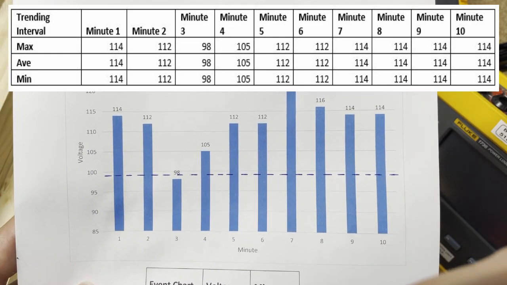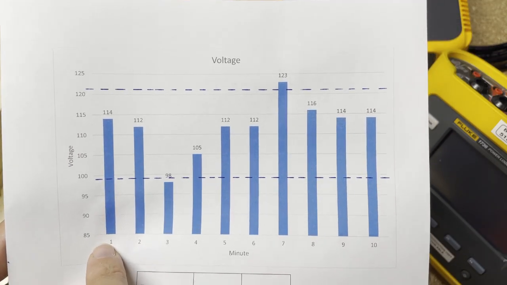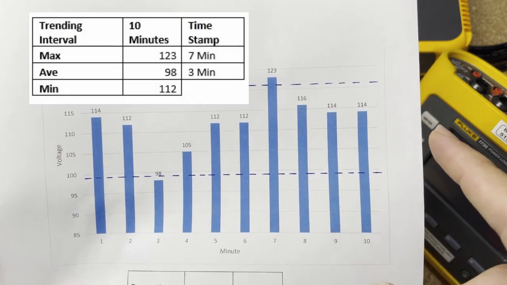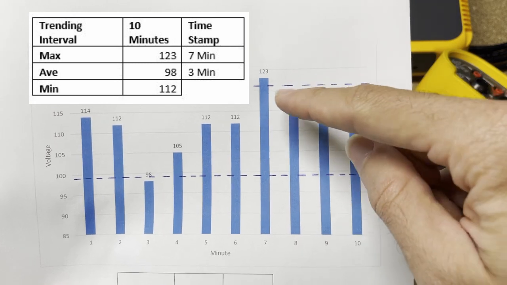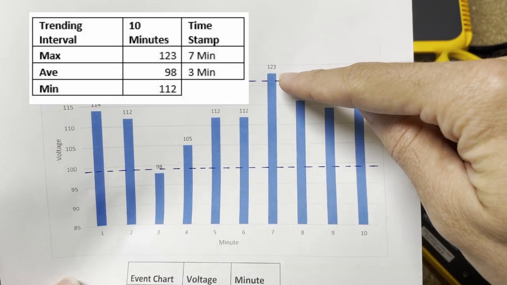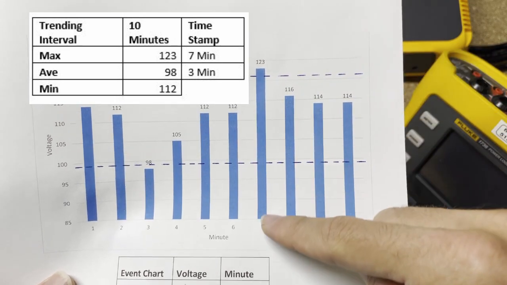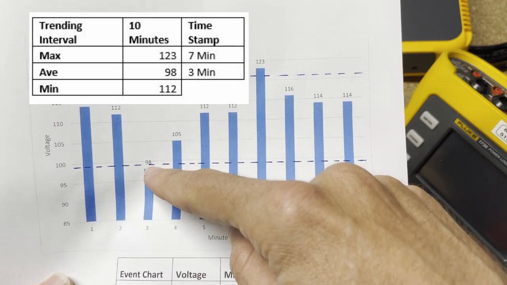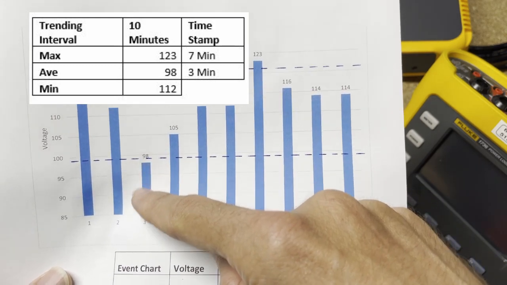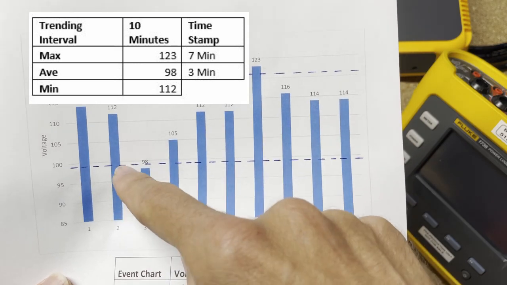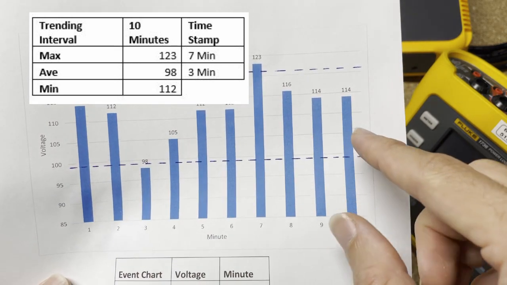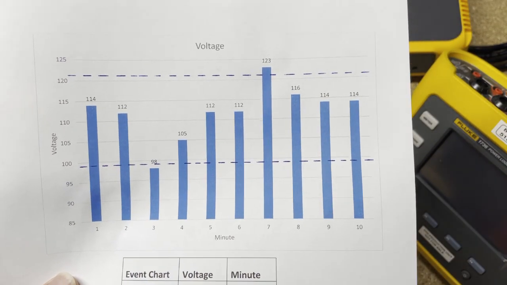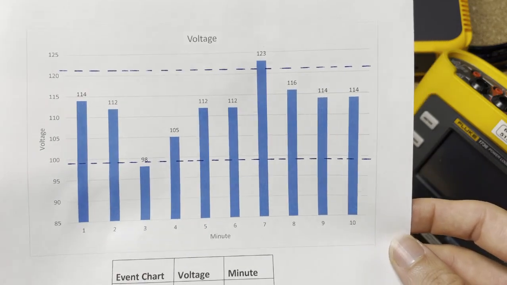If we had a trending interval of 10 minutes, it would look continuously for 10 minutes, and all these things would have been happening every minute. But at the end of the 10 minutes, it would tell us the max for this trend interval was 123, and it was at minute 7. It would timestamp it for you. It would tell you the min for this interval is 98 volts at minute 3, and the average was 112 volts. So you would get more data in the trending, but it may or may not tell you any more if you're looking for dips or swells.